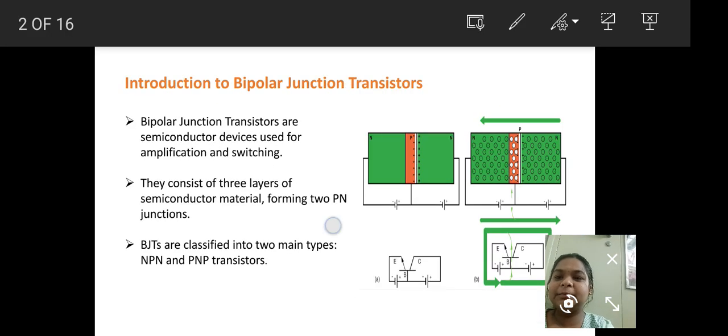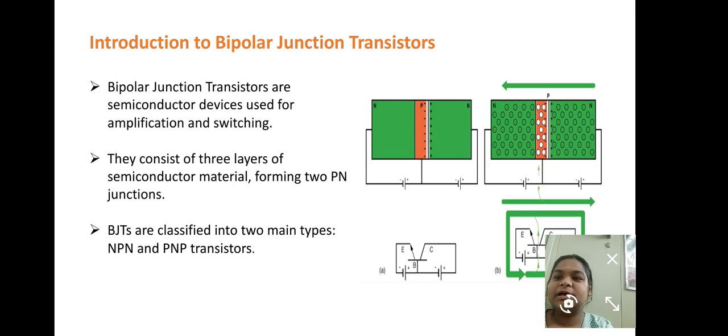Introduction to bipolar junction transistors. Bipolar junction transistors are semiconductor devices used for amplification and switching. They consist of three layers of semiconductor materials forming two PN junctions. BJTs are classified into two main types, NPN and PNP transistors.